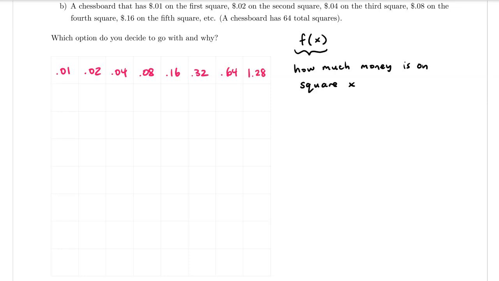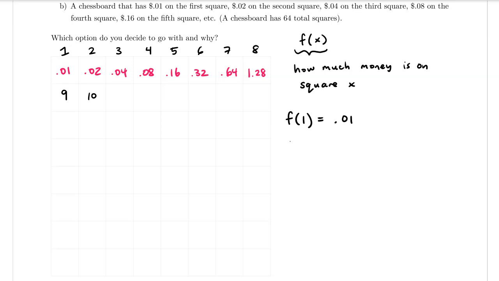So our goal here is to come up with a formula f of x that tells us how much money is on any given square x, where here we have square 1, 2, 3, 4, 5, 6, 7, 8. This would be square 9, square 10, etc. So let's see if we can figure out a pattern that's appearing to help us come up with this exponential function. I know that if I plugged in 1 into my function, that would tell me how much money is on square 1, and that would be 1 cent or 1 penny.